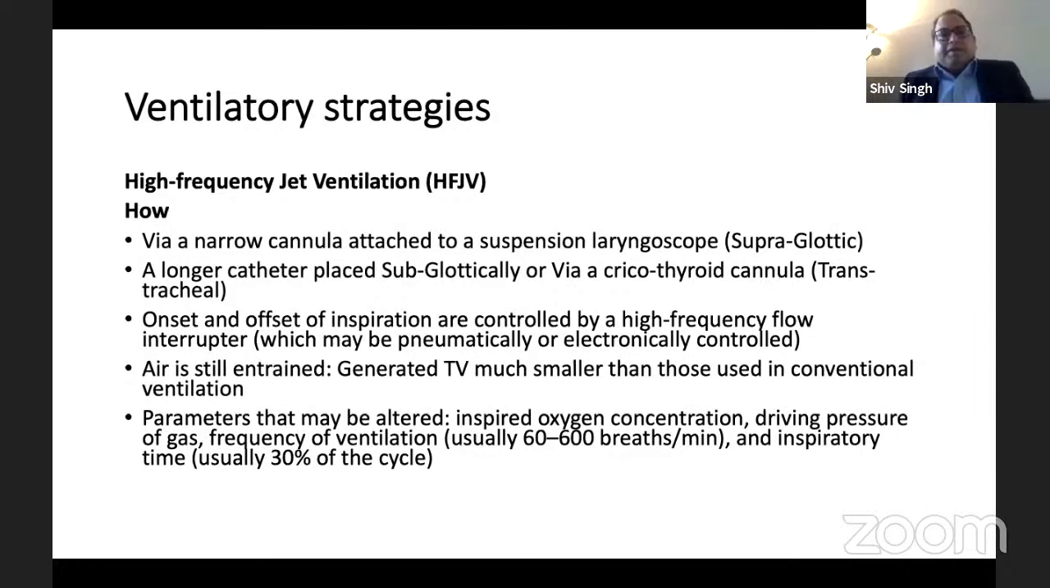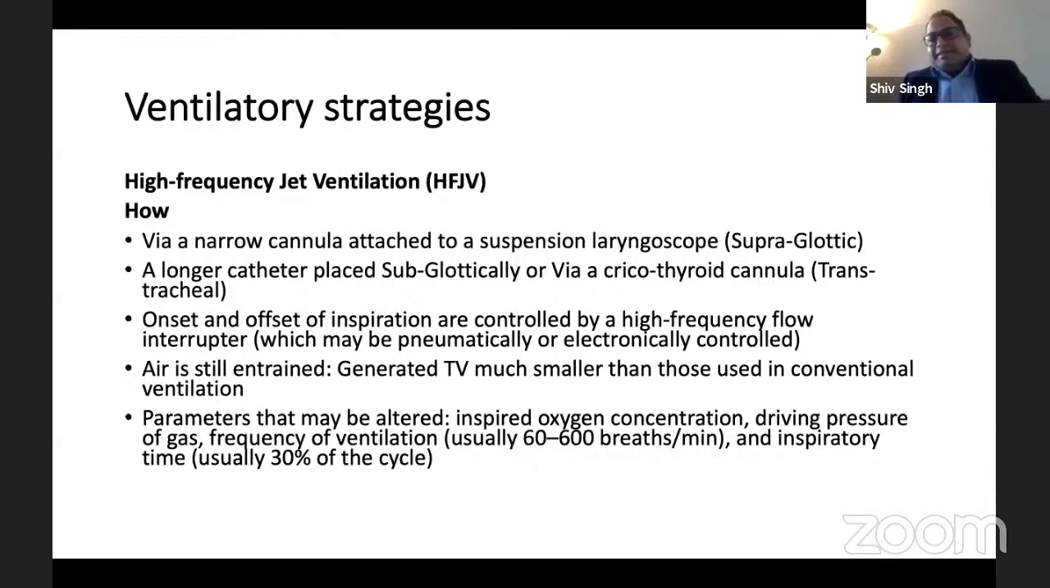So here too, air entrainment does occur. And so the tidal volume that is generated is usually much less than conventional ventilation. It depends on how you're delivering it. Is it supraglottic, subglottic, or transtracheal? Entrainment of air differs in all these three different modalities.